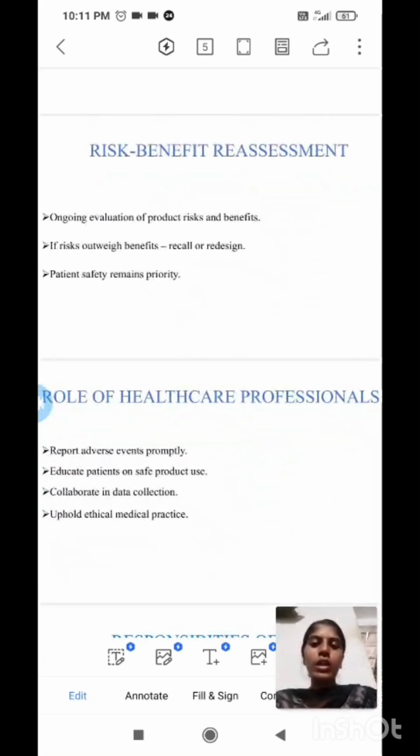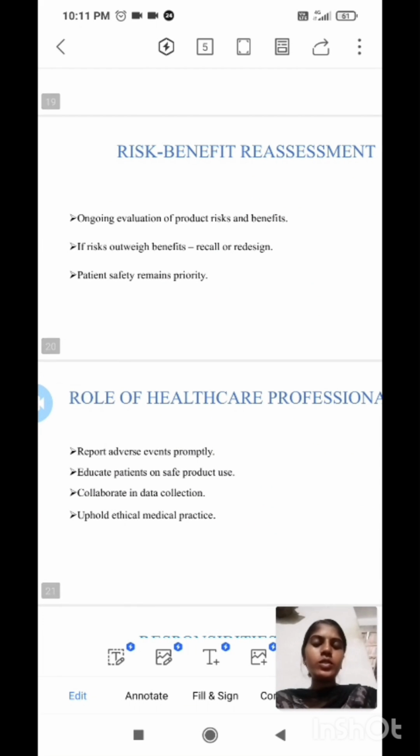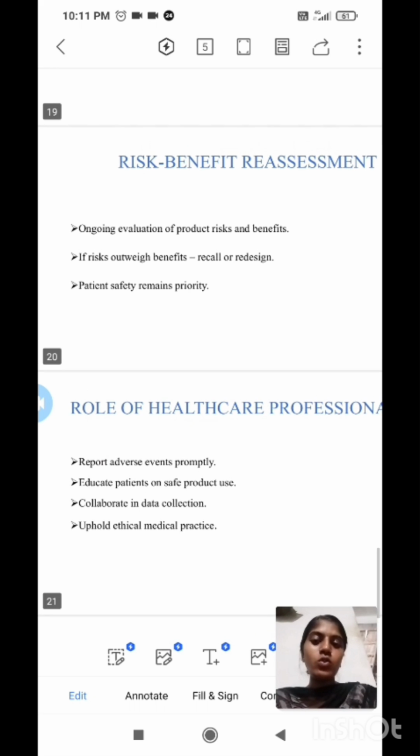Then we look at risk benefit reassessment. For one type of device we design, we again reassess and redesign. It's a very big process. So what type of risk do we have? Ongoing evaluation of product risks and benefits.